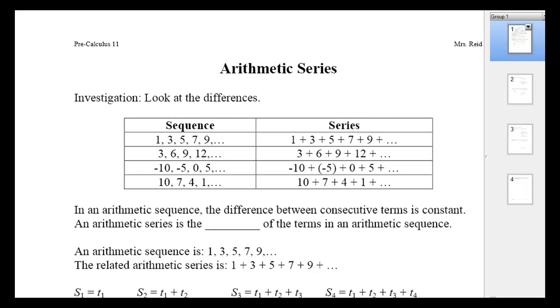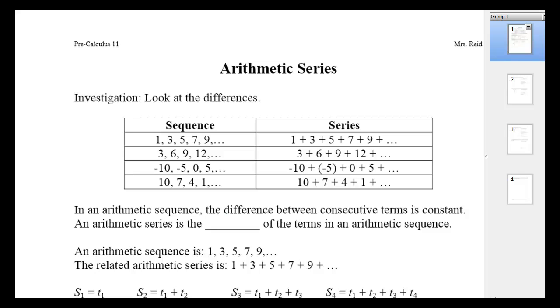The series is those same sequences of numbers, or patterns of numbers, 1, 3, 5, 7, 9, with addition signs in between. So we are now adding those up. So it's 1 plus 3 plus 5 plus 7 plus 9, or 3 plus 6 plus 9 plus 12 plus the next number, etc.